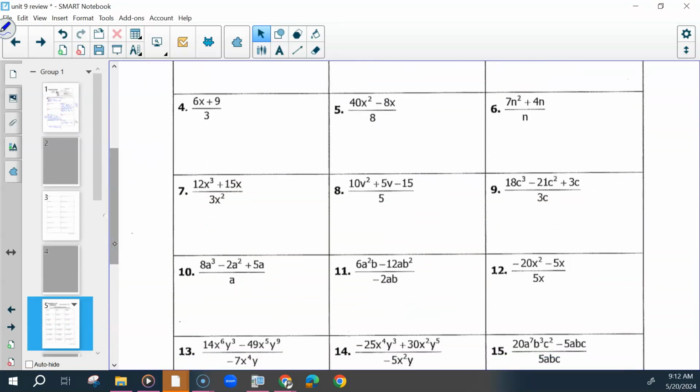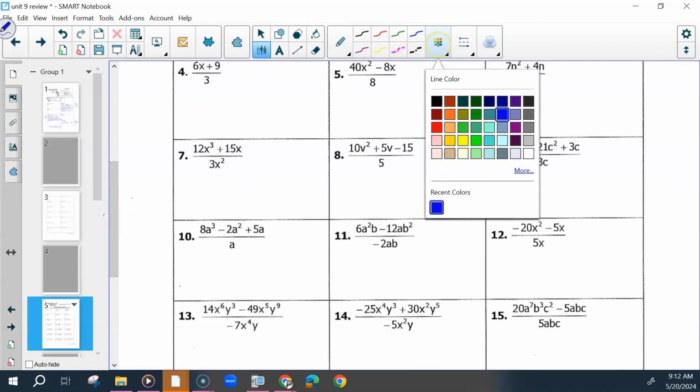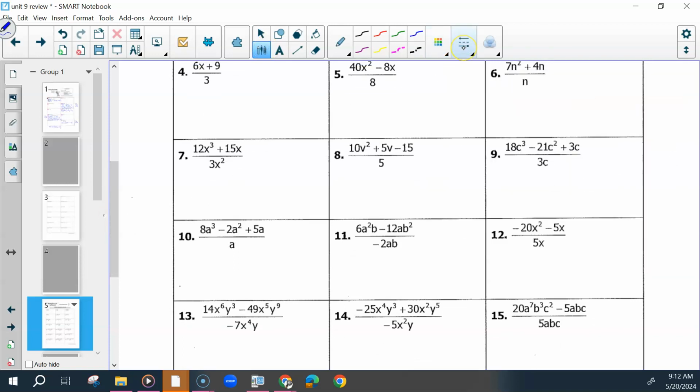So with these, you have two different methods you could use. One is factoring the GCF out of the numerator and then going from there, or separating each term and dividing it like that. You can choose. I'll divide for this one. If you do another one, I'll factor out, and then we'll choose for others.